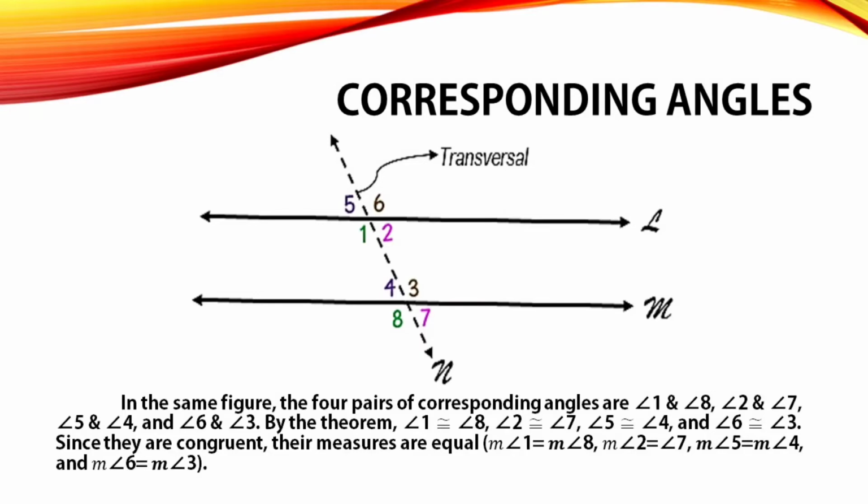By the theorem, angle 1 is congruent to angle 8, angle 2 is congruent to angle 7, angle 5 is congruent to angle 4, and angle 6 is congruent to angle 3. Since they are congruent, their measures are equal. Therefore, the measure of angle 1 is equal to the measure of angle 8, the measure of angle 2 is equal to the measure of angle 7, the measure of angle 5 is equal to the measure of angle 4, and the measure of angle 6 is equal to the measure of angle 3.